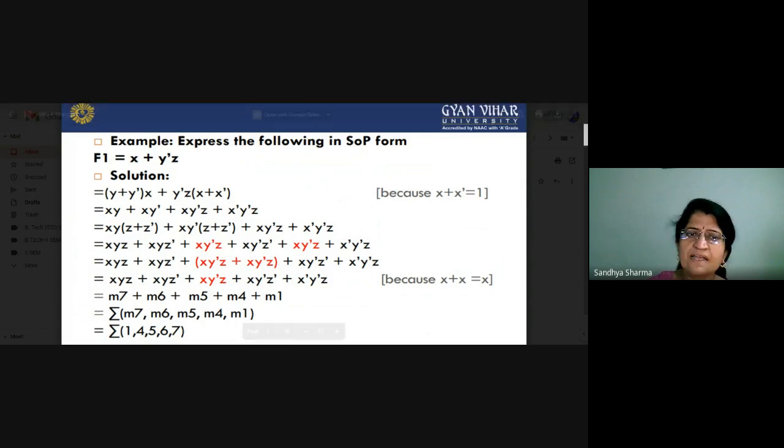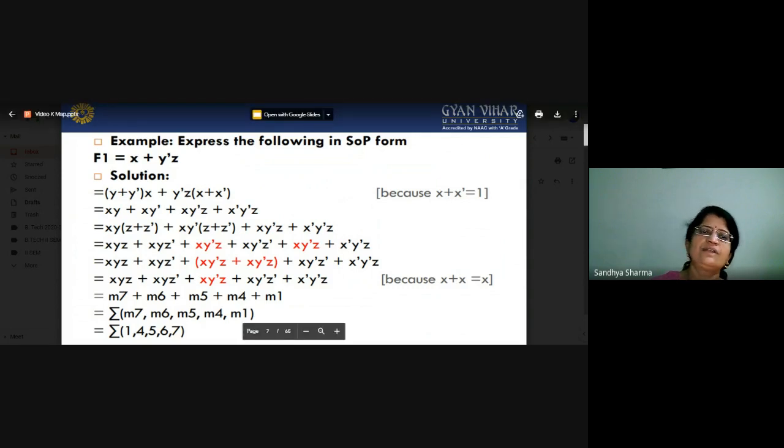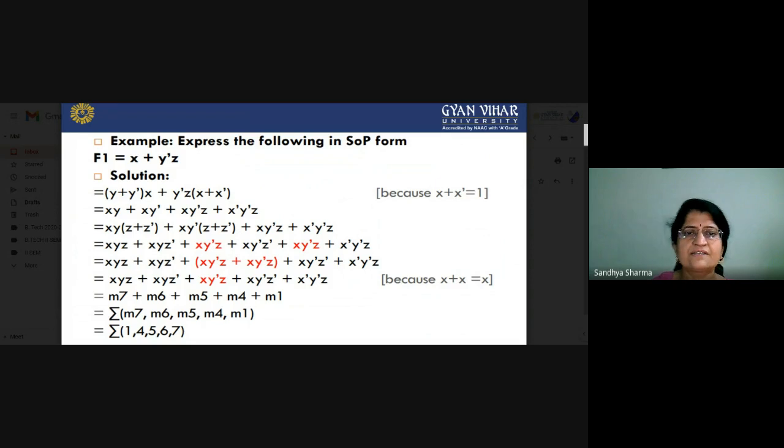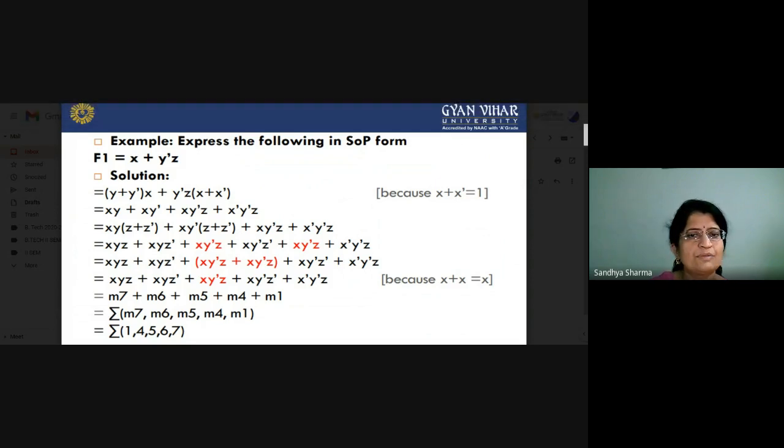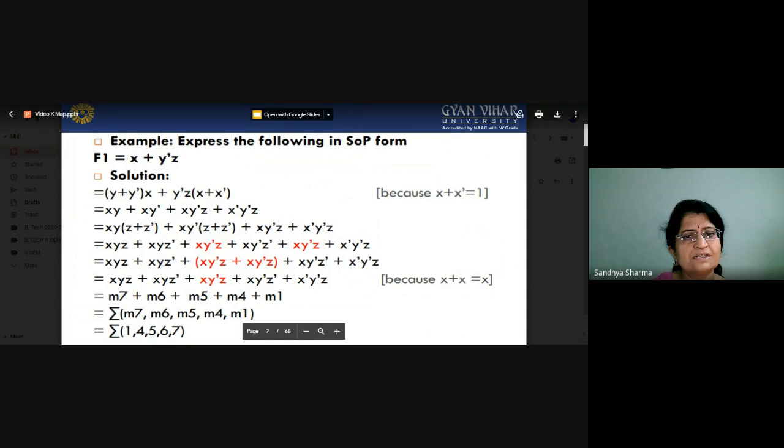Again here the z term is missing. So again you will write the z terms. You can write z plus z complement, which is also equal to 1, and x y complement. So again multiply this by z plus z complement. Then you will expand all of these equations.